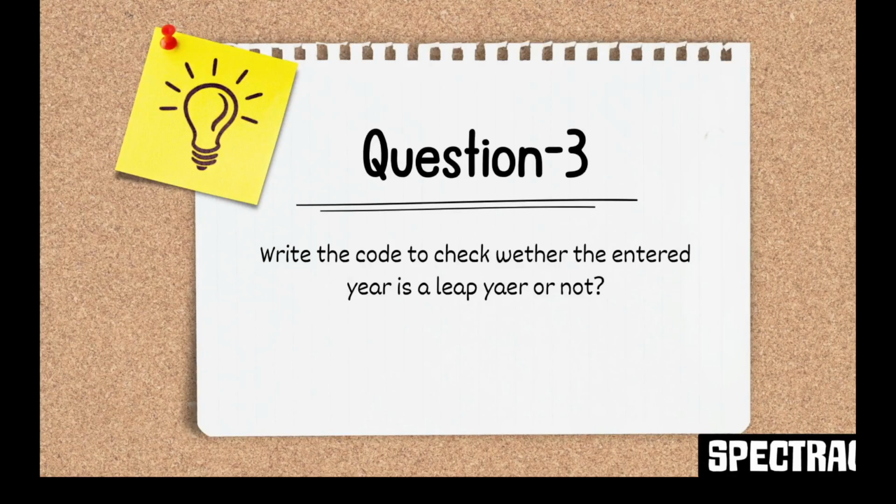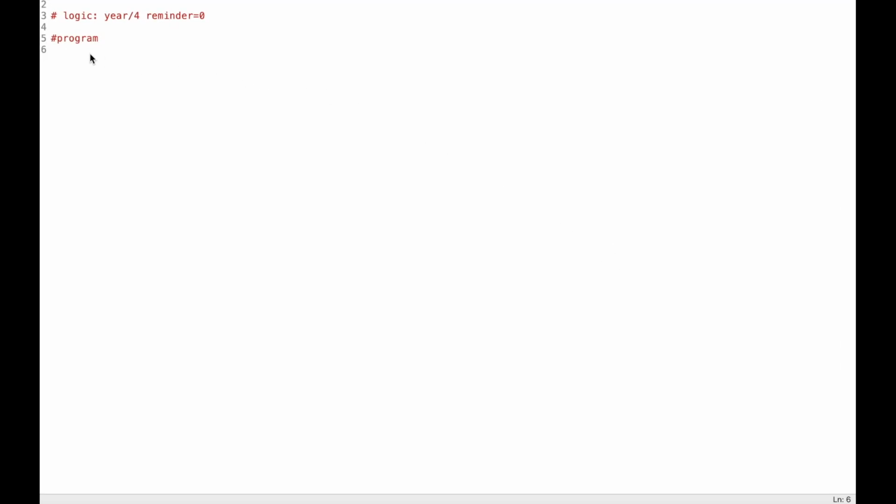Question 3. Write the code to check whether the entered year is a leap year or not. The logic we're going to use here is, if the year is divided by 4 and the remainder is equal to 0, then we display it as leap year, or else it won't be a leap year. First we'll get the year as input. Y equals int input enter the year. We're going to check if it is a leap year or not, so we have to use the conditions. We're going to use if and else conditions. First you have to use if y is divisible by 4 and remainder equal to 0.